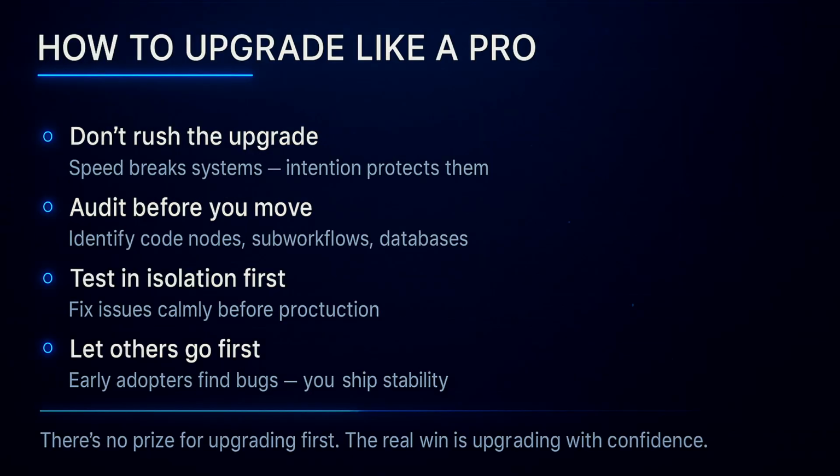That's it. A smart upgrade isn't about speed, it's about intention. First, take inventory. Open your n8n workspace and note which workflows use code nodes, sub-workflows, or databases. Second, don't upgrade blind. If you can spin up a test instance, run version 2 there first, fix what breaks calmly, then move to production. And third, slow down. You will still have around 3 months where version 1 continues working.